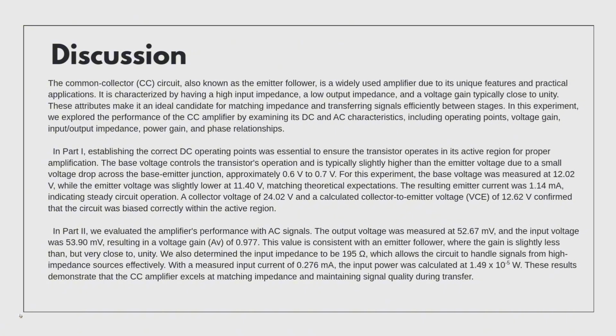Moving to part 2, we look at how it actually handles the AC signal. The big takeaway here is the voltage gain, which comes at 0.977. That's exactly what you want to see in an emitter follower. Again, that's just shy of 1, meaning the output is following the input almost perfectly. We also plot the input impedance at 195 ohm.